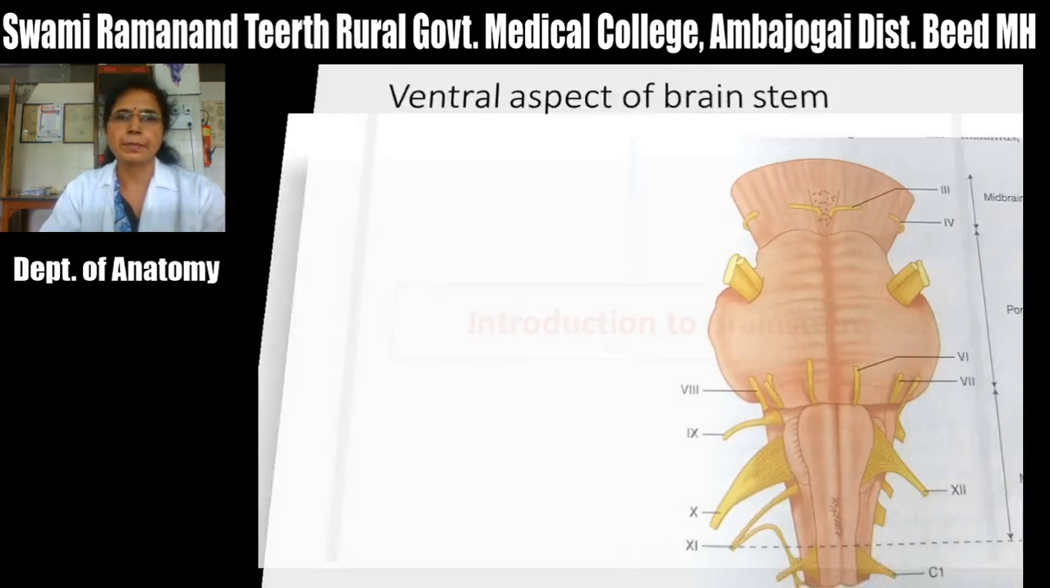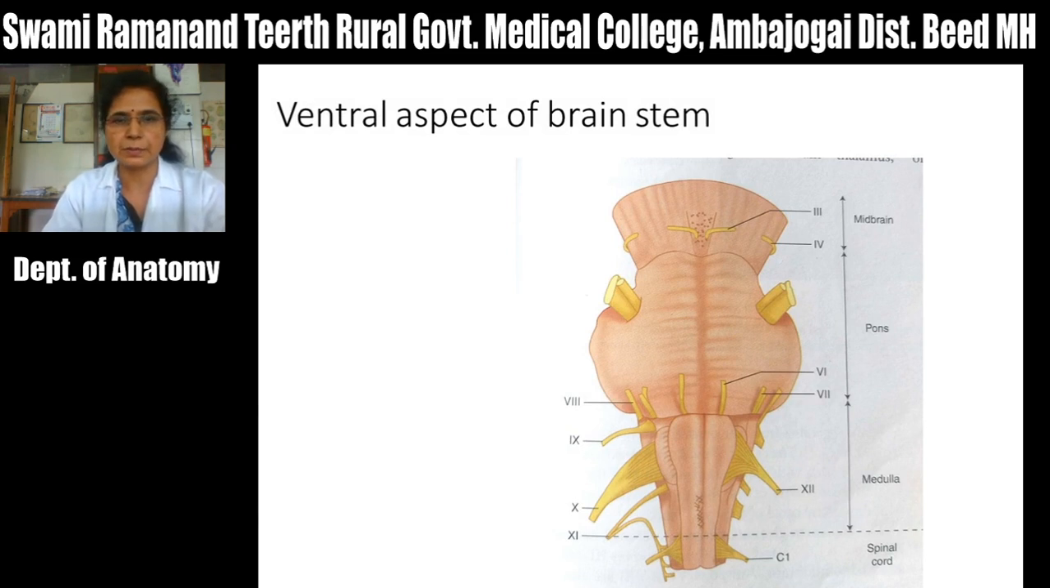Introduction to brainstem. This figure shows the ventral aspect of the brainstem, and this brainstem consists of medulla, pons and midbrain. That is, from above downward: midbrain, pons and medulla. Above, the brainstem continues with the structures derived from the forebrain, that is thalamus, hypothalamus and cerebral hemispheres, and below it continues with the spinal cord.